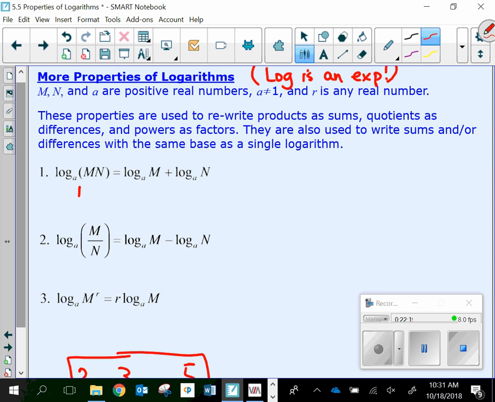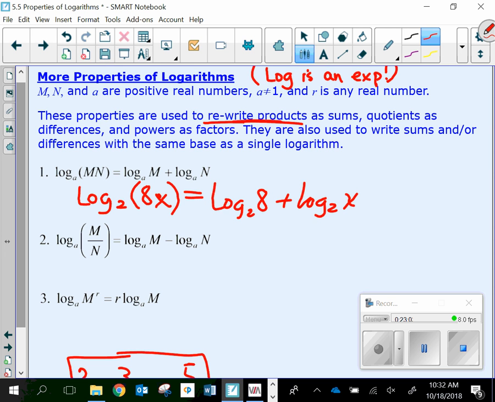All right, so let's give you an example. The directions are such that you're rewriting products as sums, quotients as differences, and powers as factors. I'll go through an example, but this is what it looks like. Log base 2 of 8 times x would equal what? Log base 2 of 8 plus log base 2 of x.